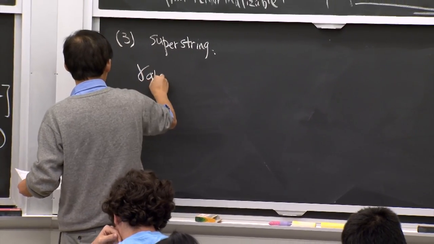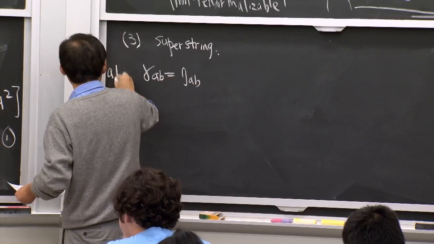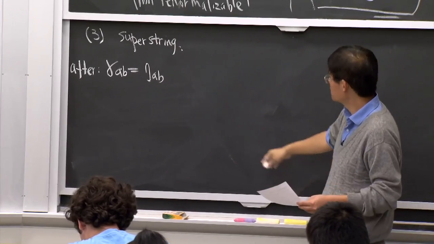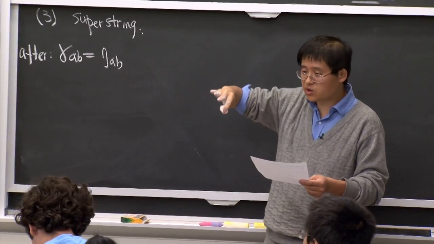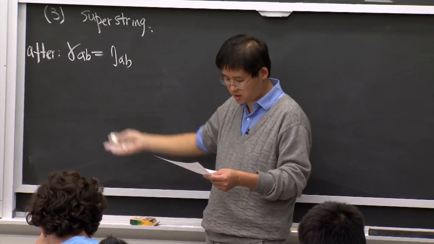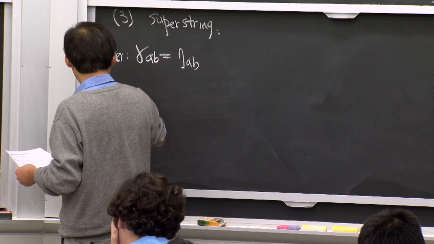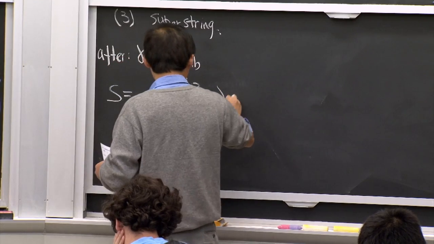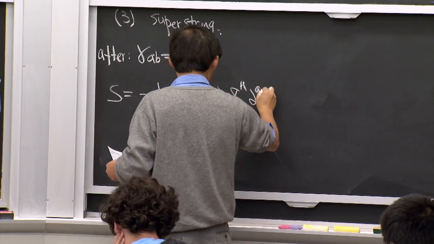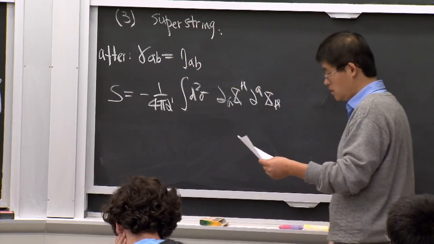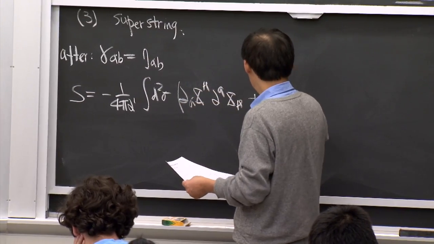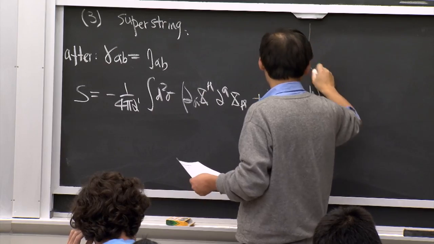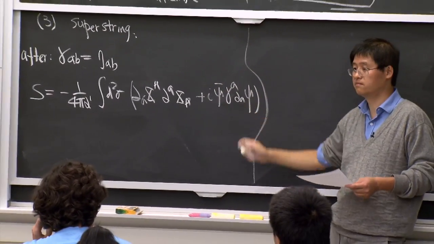After you fix this gauge, again, the superstring can be written as some covariant worldsheet theory with some intrinsic metric. And in the superstring, after you fix the gauge, the worldsheet metric to be Minkowski, then the superstring action can be written as the following. You essentially have the previous free scalar action, but then you add some fermions.